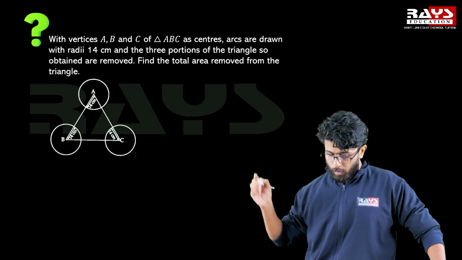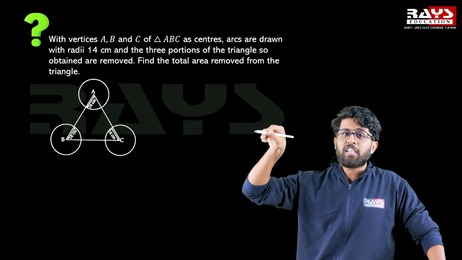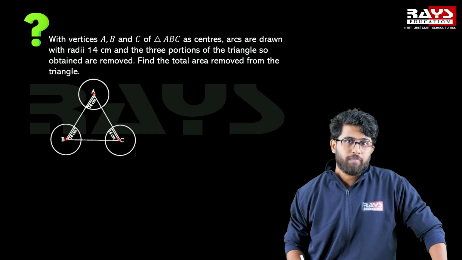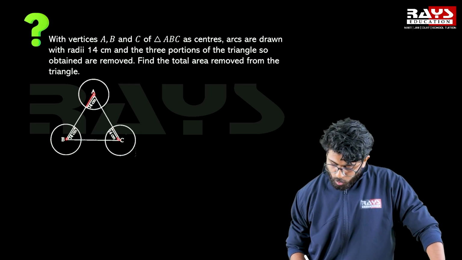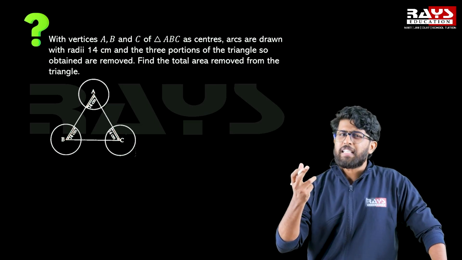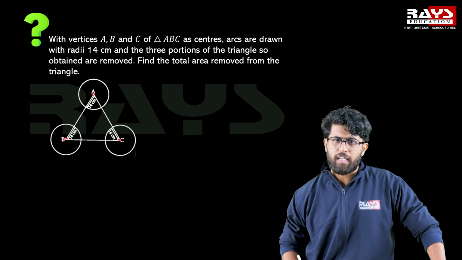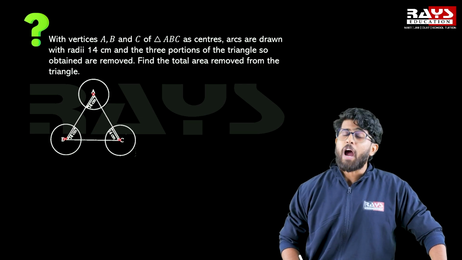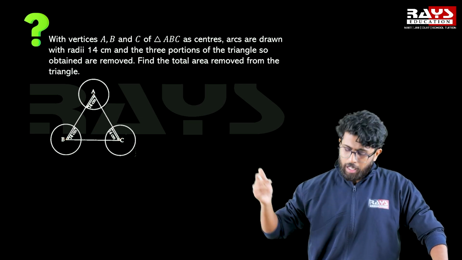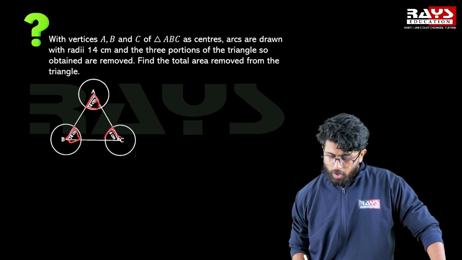It's a very important question over here. What they have told is they have drawn 3 circles by keeping the vertices of the triangle as the centers, and the radius is 14 on all 3 portions. So keeping the vertex of the triangle as the center, they have drawn 3 circles. We have to find the area which is actually removed from the triangle. So what is this area here? They are sectors, right? So we just have to find the area of these 3 sectors.